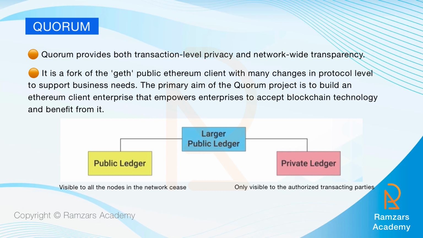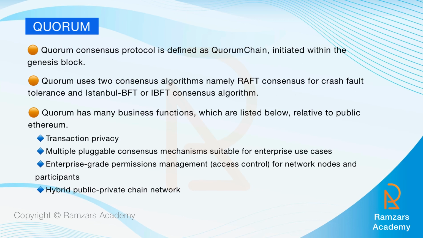Quorum consensus protocol is defined as Quorum Chain, initiated within the Genesis block. Quorum Chain is a straightforward majority vote protocol, where a certain set of nodes are consigned with voting rights. To manage these voting rights, a smart contract is created inside the zero block of the chain. This contract also tracks all voting nodes in the network. But this Quorum Chain mechanism is removed in the latest versions of Quorum.